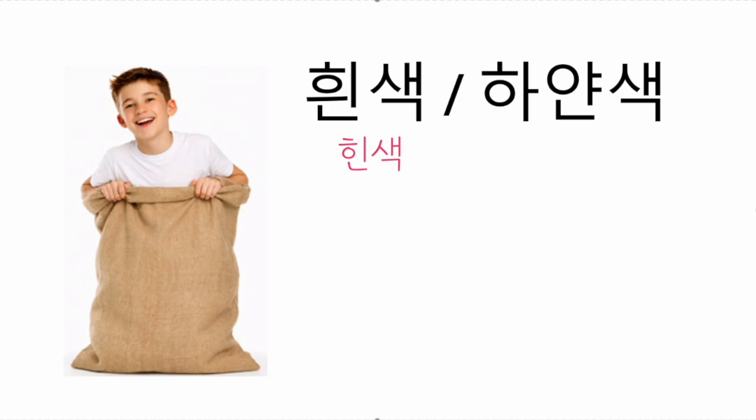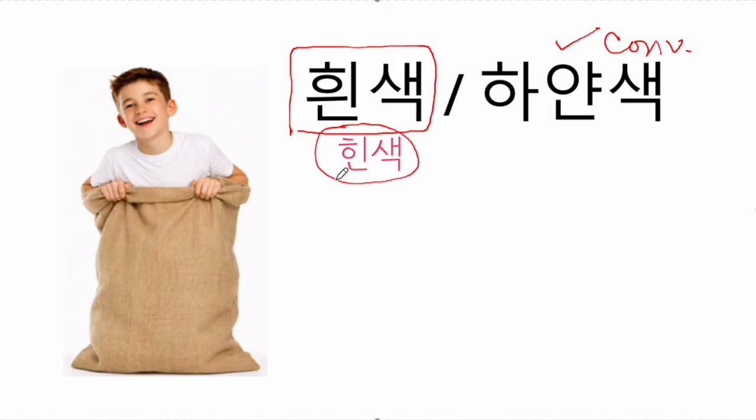Okay, so white. We have two ways of saying it. I think in conversation they say this more, but officially it's this one. In most of the textbooks you'll see this is 의, right? The vowel is 의, 흰, but you don't have to say that. Most of the time people say 흰색. This is how it's pronounced, 흰색.